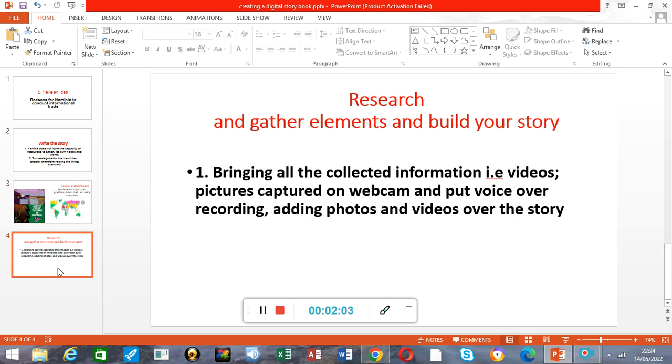Finally, on my fourth slide, I'm going to show you the research and gather elements and build your story setup. After I've researched, gathered all the elements and built my story, I then bring all that information together. I bring all the collected information, that is the videos, the pictures captured on webcam, the voiceover that I'm doing right now. I put that together to consolidate and to emphasize my topic and to bring it into life. In other words, it is important that when I'm doing this, I am able to relate to the audience so that they can have a picture of the direction that I want them to be captured into.